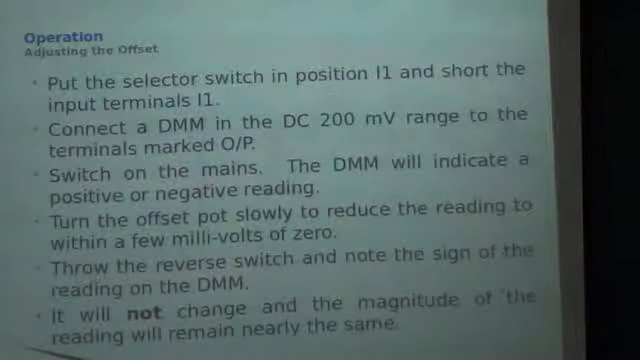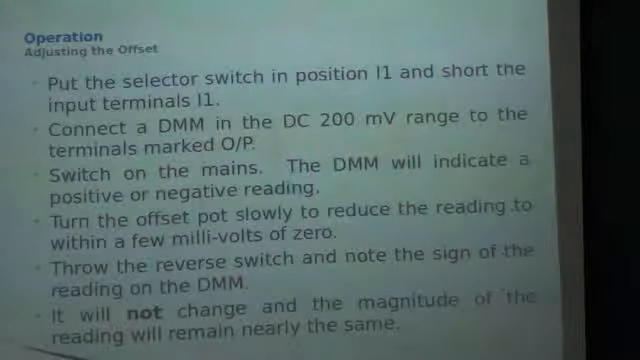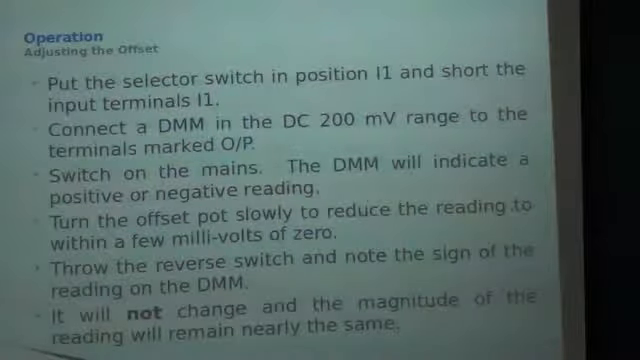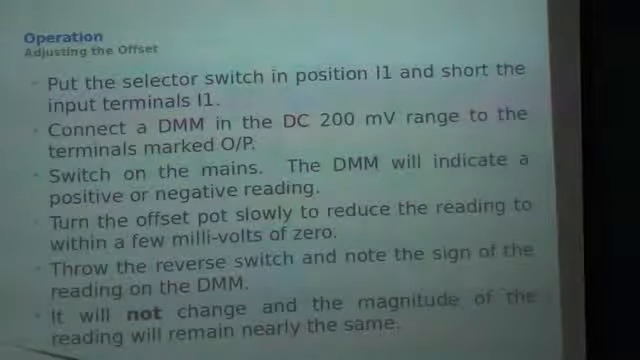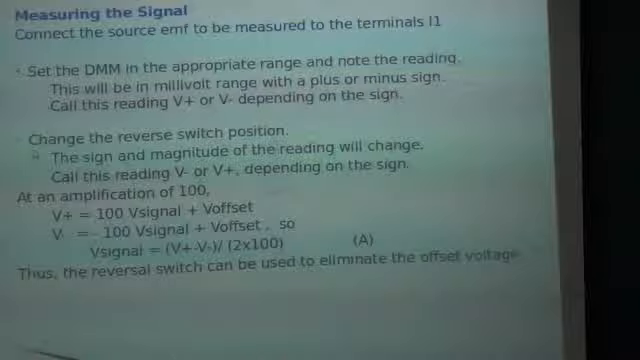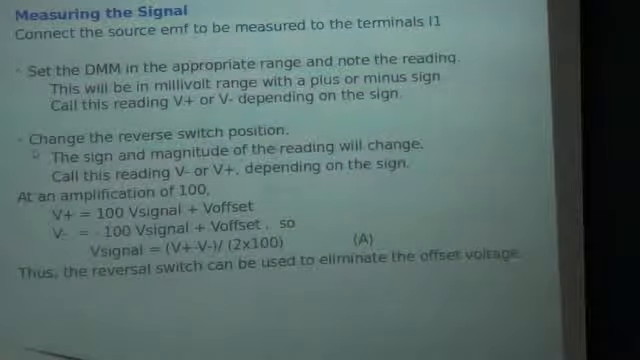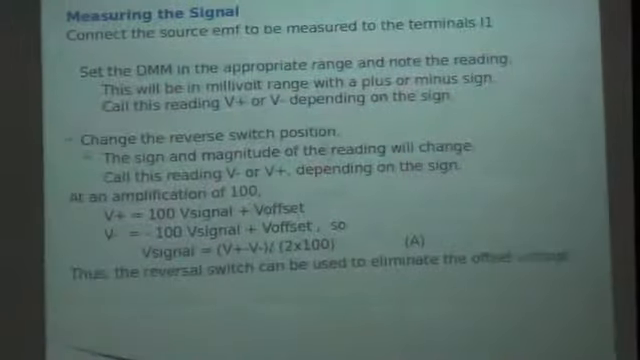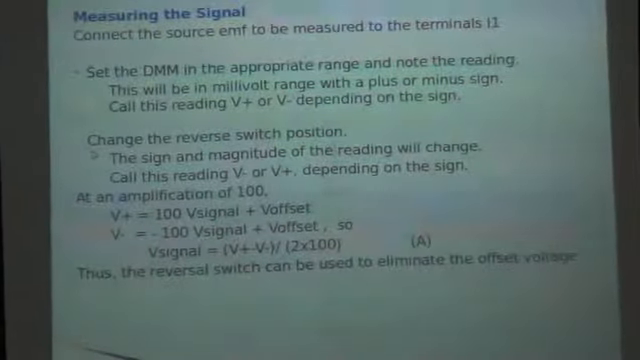So adjusting the offset, I have already explained that you connect both to 0 and adjust the offset to 0. It should not change the magnitude, and the reading will remain the same even if you reverse the signal. Let us see how we get rid of it. Suppose now we connect the source EMF to be measured to terminal 1. Set the DMM in the appropriate range and note the reading.